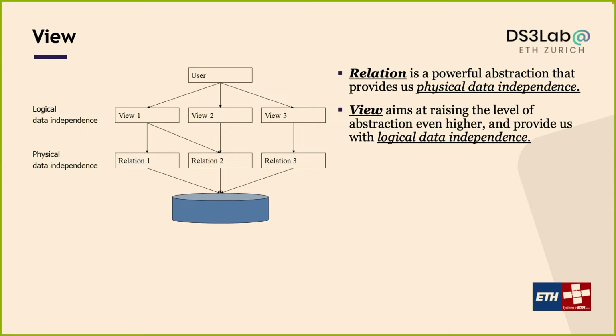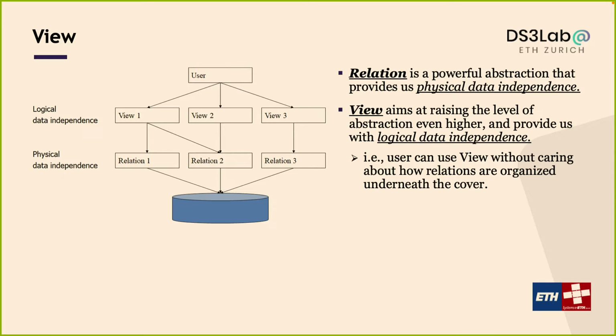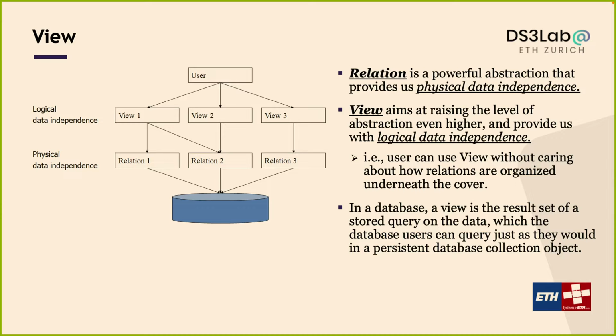The goal of view is really give you an even higher level of abstraction to provide what we call logical data independence. So that is, whenever you are using view, you do not need to care about how relations are organized underneath the cover. Maybe you have one relation with ID, name, and semester. Maybe you have 2 relations storing different pieces of information. When you are using view, our goal is as a user, you even do not need to worry about that. Okay? And that is something we are going to look at about what to do.